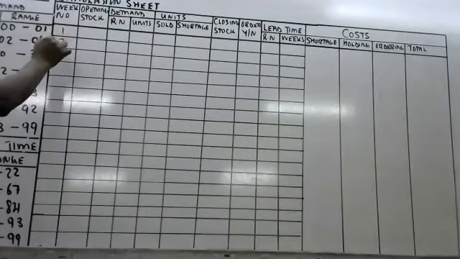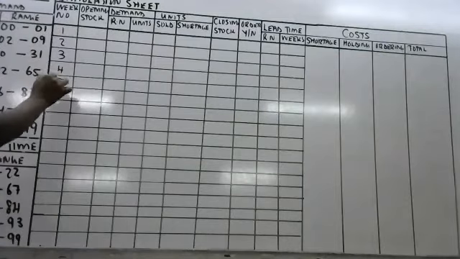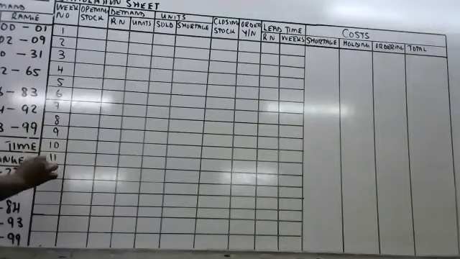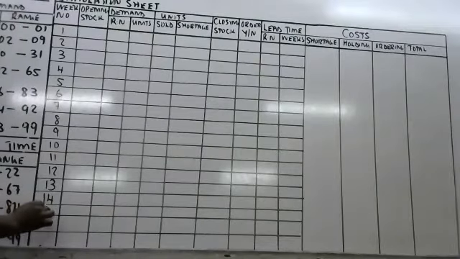So 1, 2, 3, 4, 5, 6, 7, 8, 9, 10, 11, 12, 13, 14. Then we will have total and average.